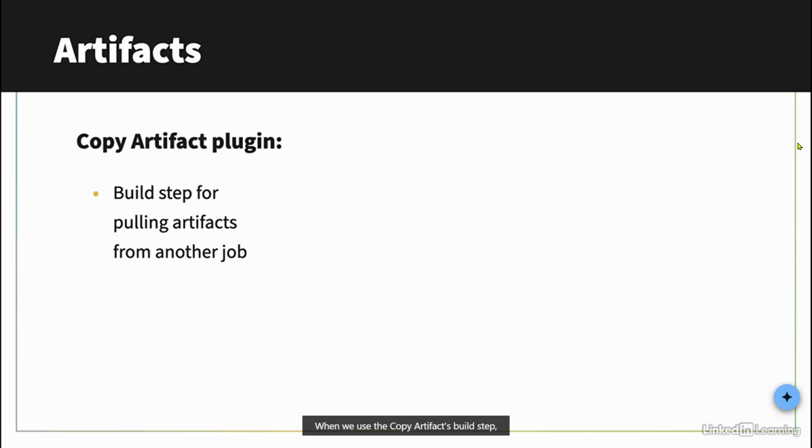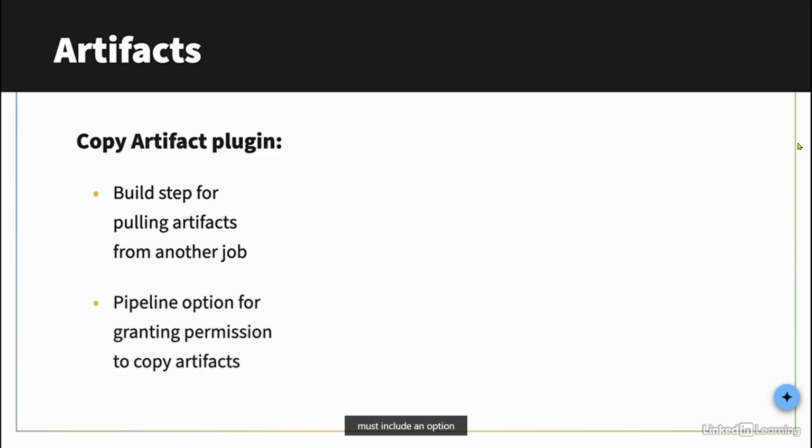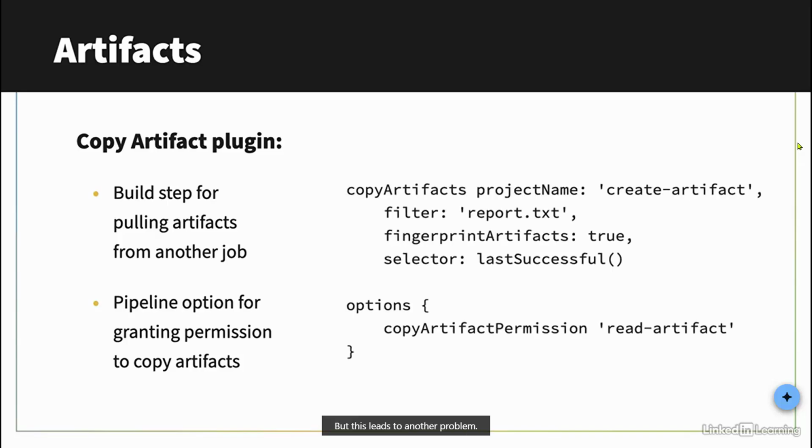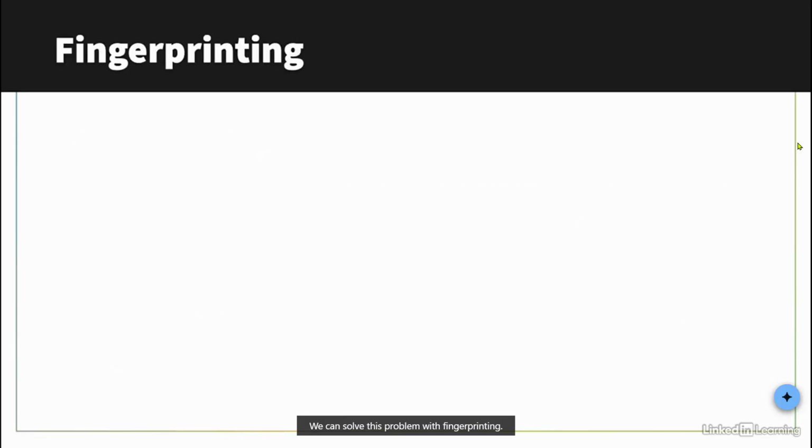When we use the Copy Artifacts build step, security comes into play. The job that creates the artifact must include an option that gives another job explicit permission to copy the artifact. But this leads to another problem. How can we know what artifacts have been created and what jobs have accessed the artifact? We can solve this problem with fingerprinting.